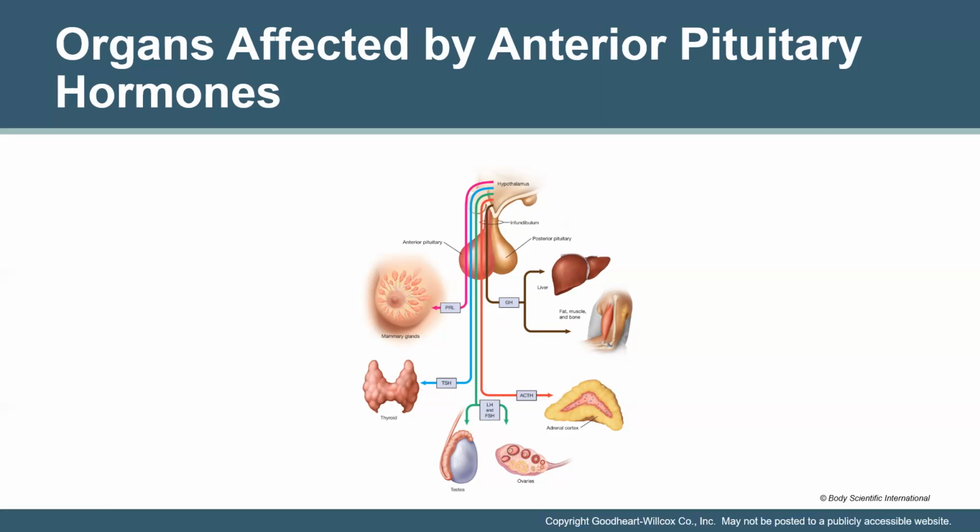Now, growth hormone is not tropic. It is secreted by somatotropic cells, but works right on the tissues. It's responsible for growth of muscles, cartilage, and bones.